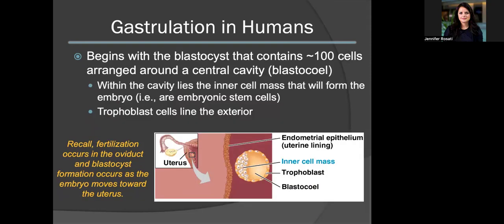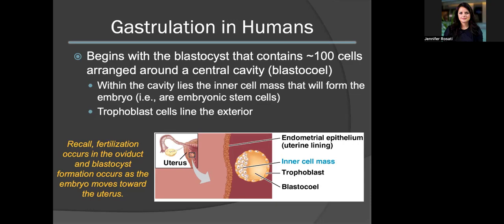In humans, gastrulation begins with the blastocyst. The blastocyst is a structure that contains approximately 100 cells that are arranged around a central cavity called the blastocoel. Within the cavity lies the inner cell mass. This inner cell mass will eventually form the embryo. Also note that this inner cell mass is the source of embryonic stem cells. Trophoblast cells will line the exterior of the blastocyst.